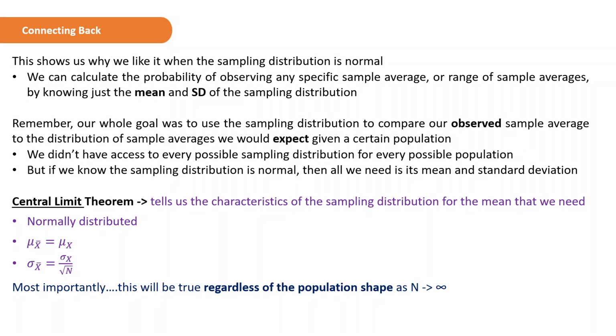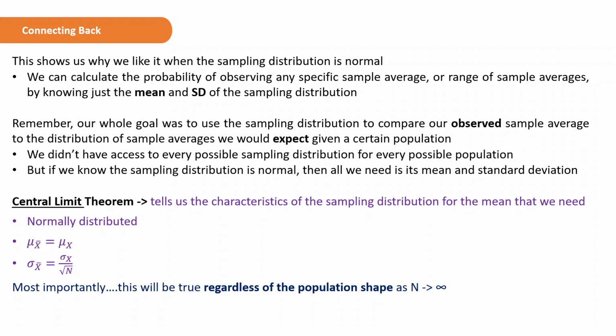We can make statements like the probability of a sample average of 6.3 or less coming from a population with a mean of this or that is this amount, right? Because we are able to directly interpret the sampling distribution for the mean for that population. And this is all through the central limit theorem. The central limit theorem tells us the characteristics of the sampling distribution for the mean that we need.